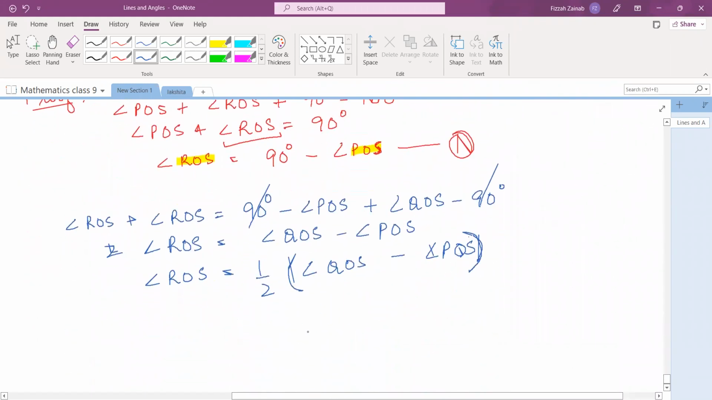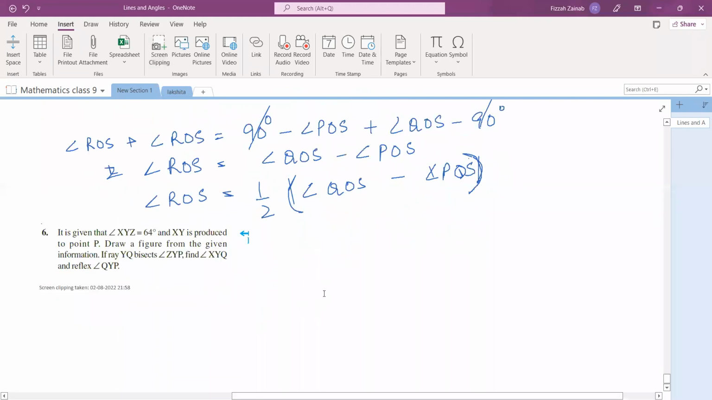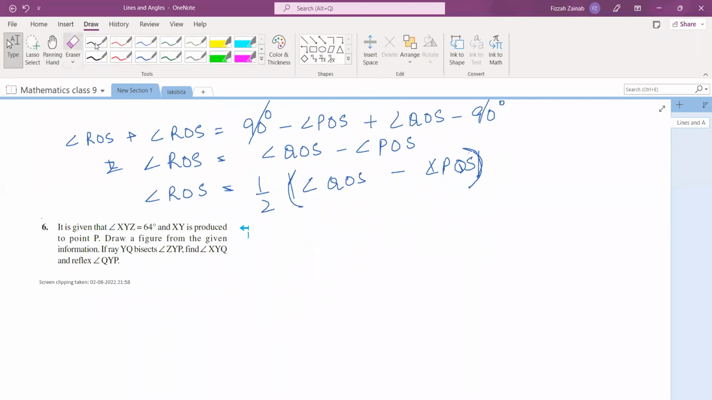Okay, one last question is remaining. Let us finish this exercise. Right, this is the question you can see in the book. It is given that angle XYZ is 64 degree. Is the figure given? Okay, figure is not given in this question. We have to draw it.